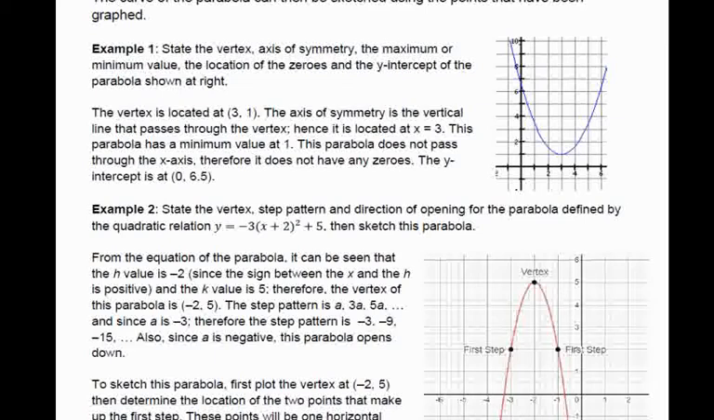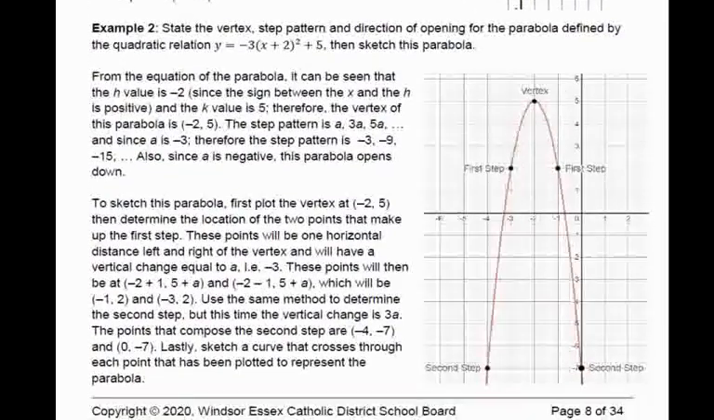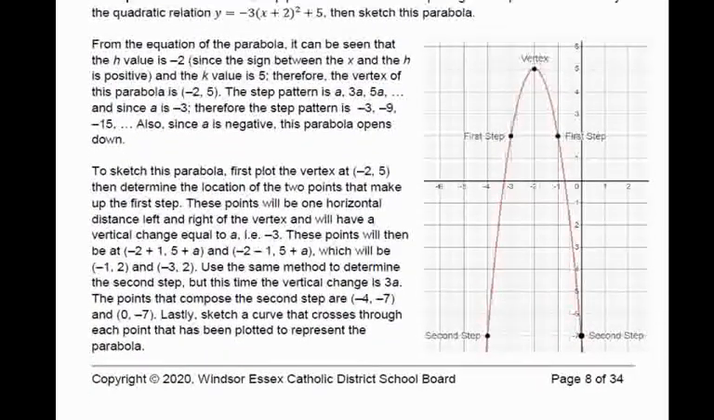The next thing is the location of the zeros. Well, since it doesn't pass the x-axis, there are no zeros. And the y-intercept looks like it's between the 6 and the 7, so I would say it's at 0, 6.5. Example 2, it goes through quite a bit here on how to graph this parabola, and it shows you the steps as it does that.